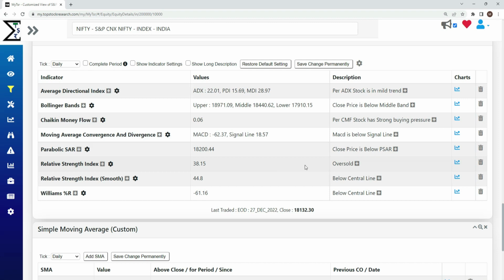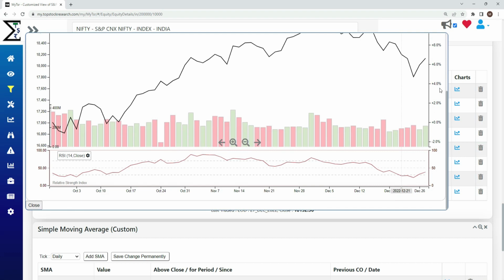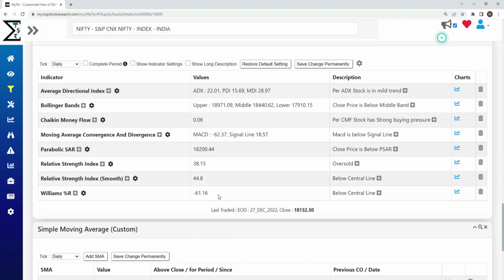So the commentary says that it is oversold. Based on the value that you set here, the commentary changes, and you can set those values out here to see where things are. So here the value of RSI is still 14, but because we marked the levels as 40 and 60, that is why it is showing as oversold.